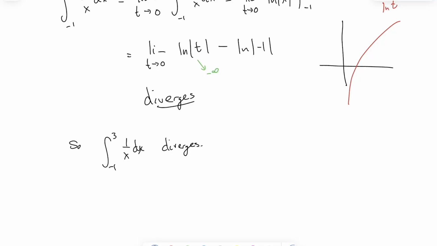Because I broke it into two pieces, and one of those pieces diverged, we say the whole thing diverges. All right. That's how we do one of these.